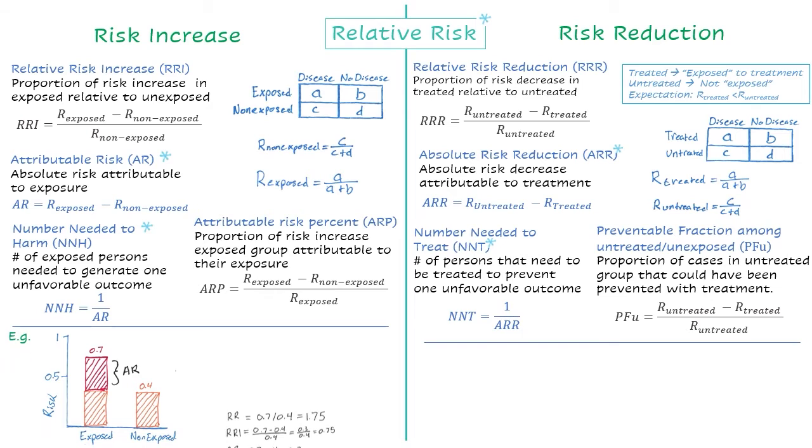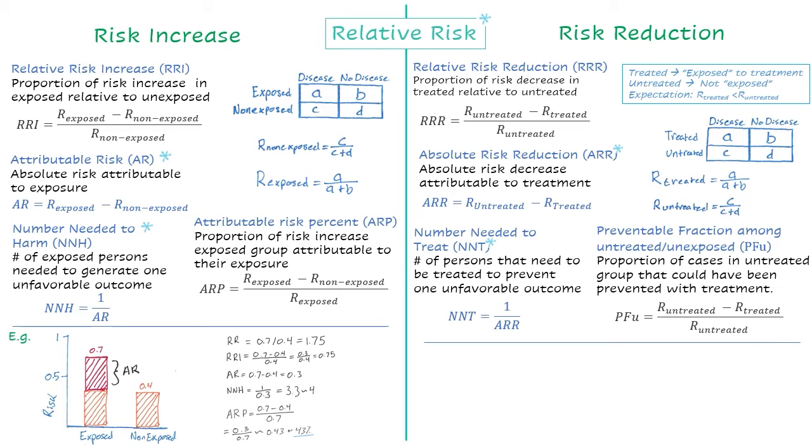Alright, example time. Let's suppose the risk of developing a cold over the course of 1 year is 0.4 in non-exposed persons, and 0.7 in persons exposed to cigarette smoking. The relative risk here is 1.75, meaning those who smoke are 1.75 times as likely to develop a cold as those who do not. The relative risk increase here is 0.75, meaning those who smoke are 0.75 times more likely, or 75% more likely to develop a cold than those who do not.